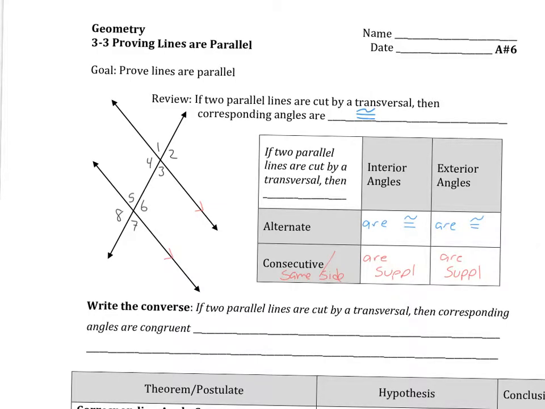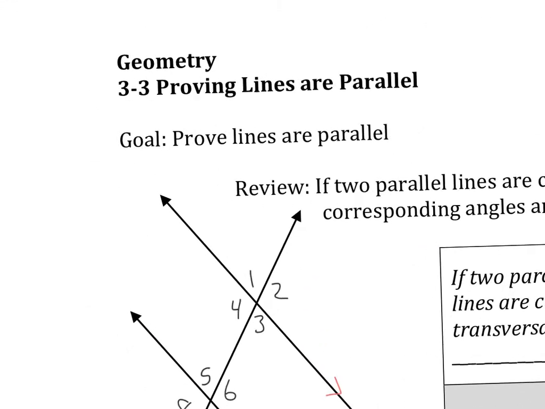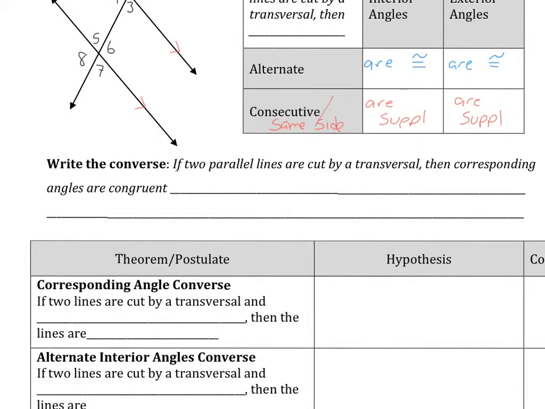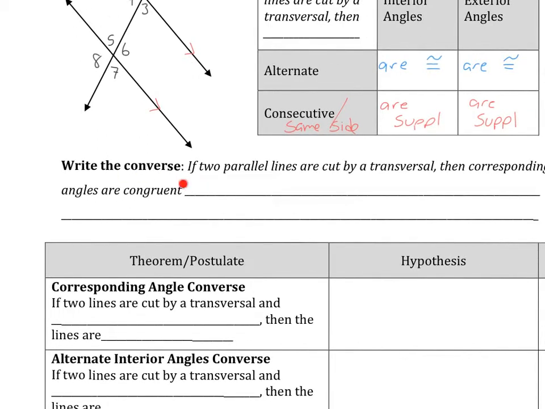So what we're going to do today is work backwards. Instead of starting with parallel, today we're going to prove parallel. We're going to start with congruent or supplementary angles, and we're going to go to parallel lines. How would you write the converse of this?